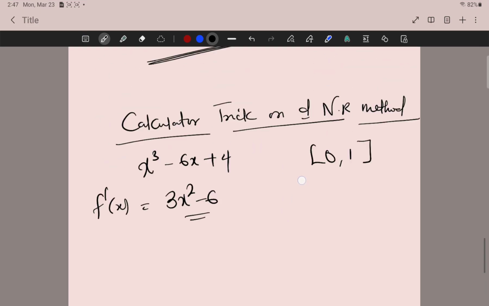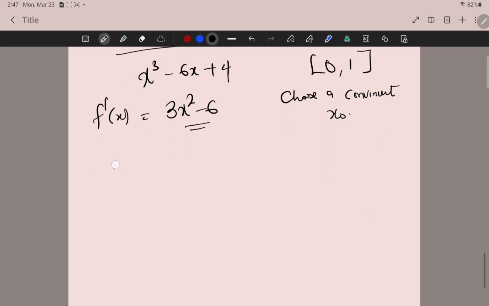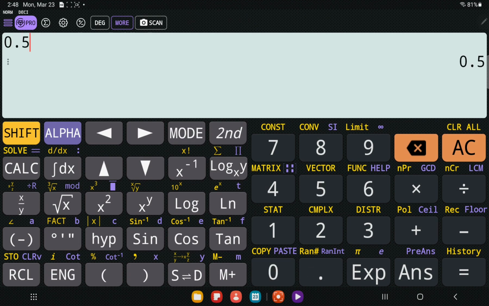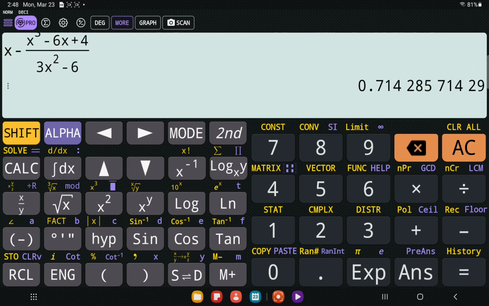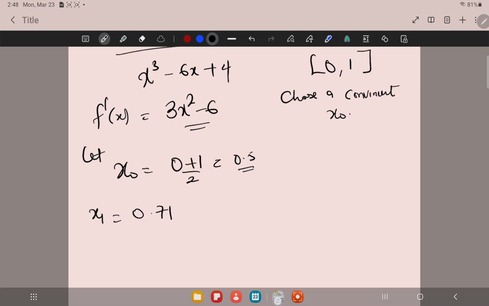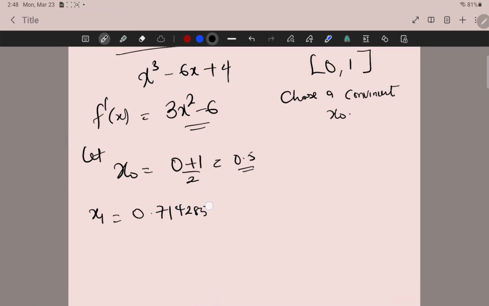So let me choose a convenient x naught. Let x naught be 0 plus 1 divided by 2, that's 0.5 at the middle ground. So let's go. Calc at 0.5. The answer is 0.71, that means x1 is 0.71. 0.7142, 0.714285 or thereabout.